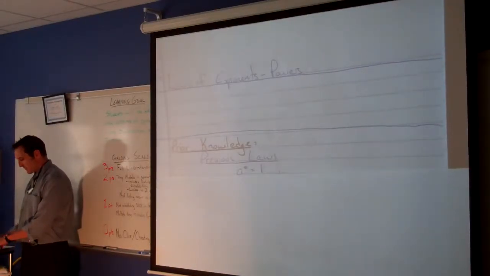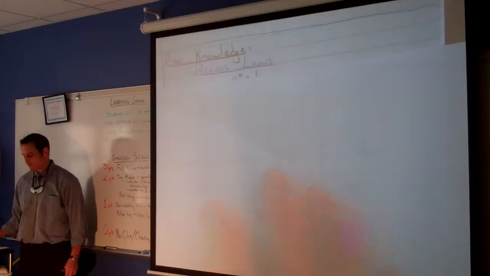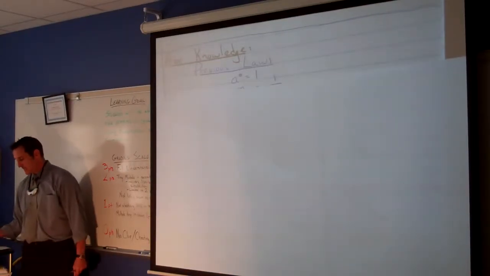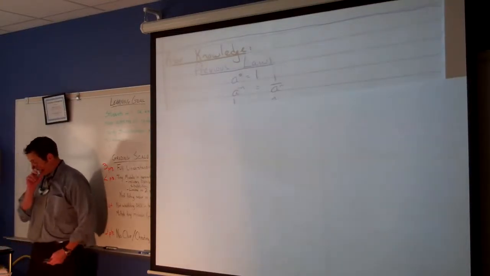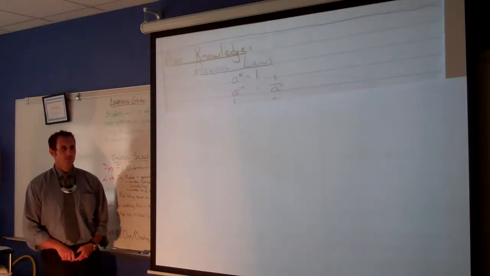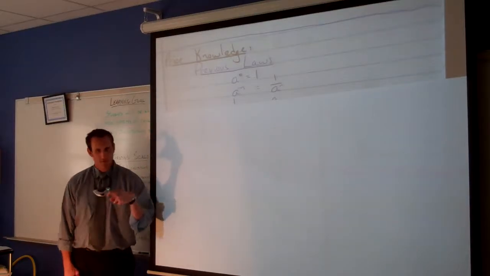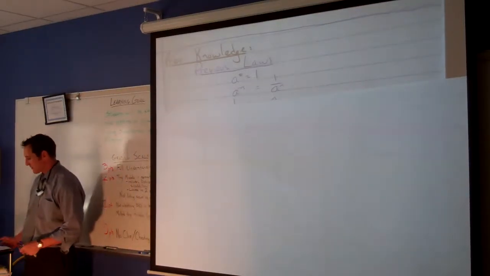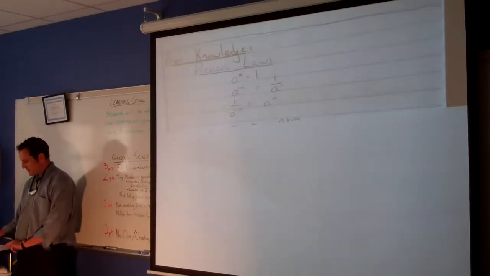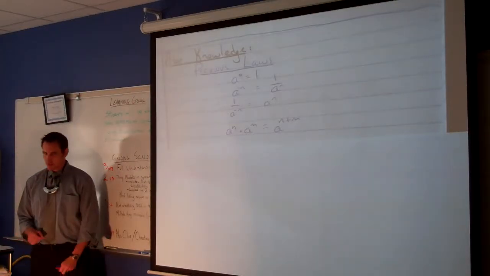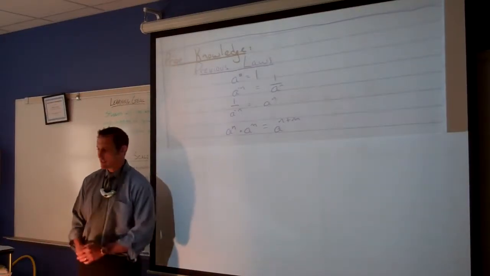So with prior knowledge, what we're going to do is review the previous laws of exponents. Remembering that any number to the 0 power is 1. Remembering that if you have a negative exponent, the number doesn't change the sign. It just moves from the top to the bottom, or bottom to the top, and the exponent becomes positive. And when we are multiplying two numbers that have the same base, we keep the base, but we add the exponents.